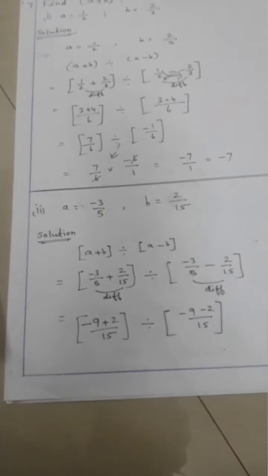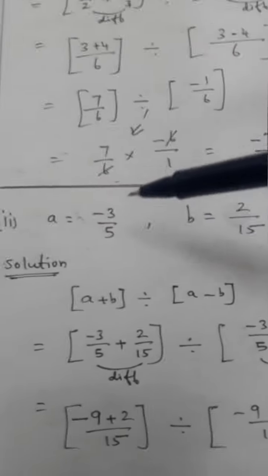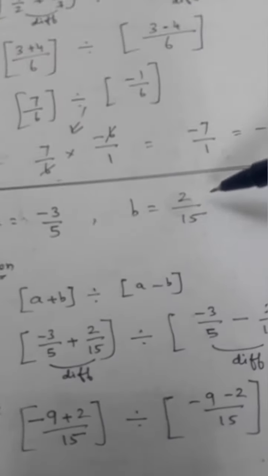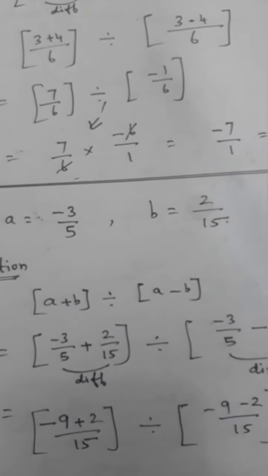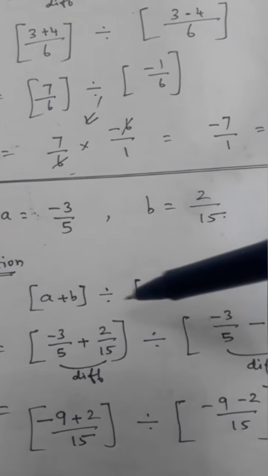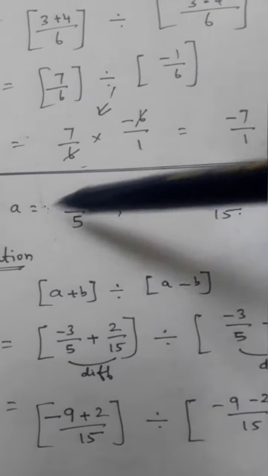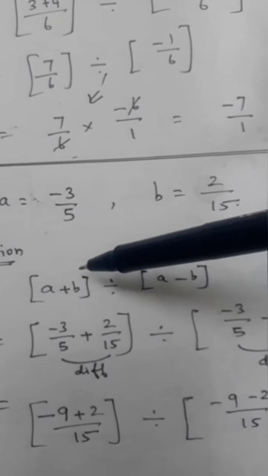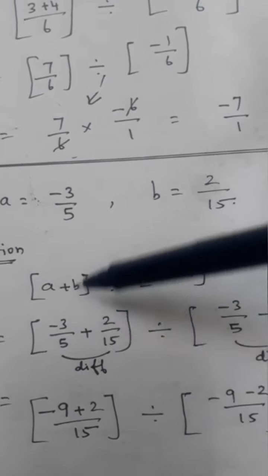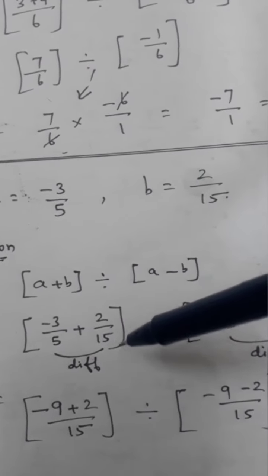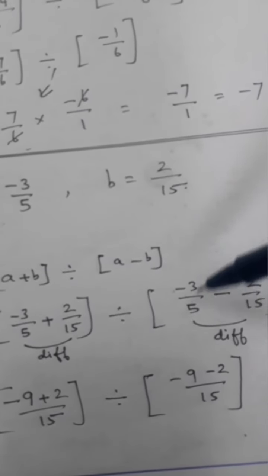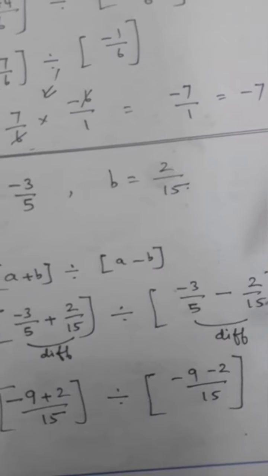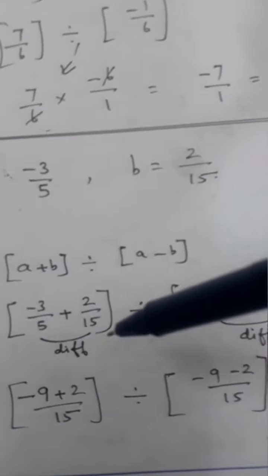Understand this sum? Next question: a value equal to minus 3 by 5, b value equal to 2 by 15. The same question: (a + b) divided by (a − b). Substitute the values here: a is minus 3 by 5 plus b equal to 2 by 15, divided by minus 3 by 5 minus 2 by 15. The denominators are different.